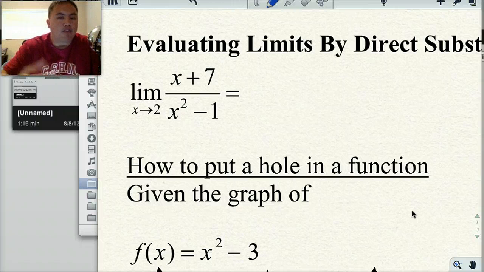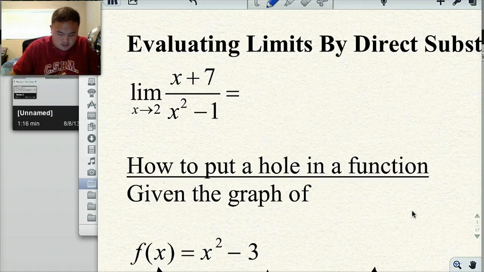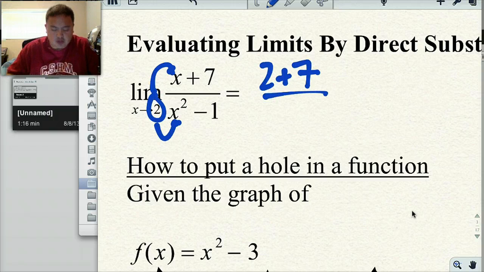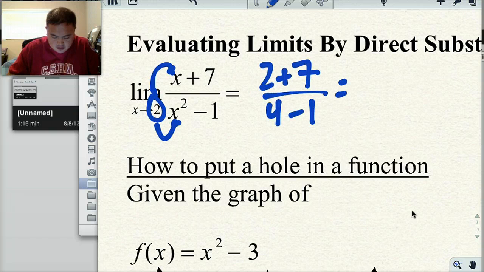If I was doing this graphically, I would look at a graph and see from the left, see from the right again. But in this particular case, I do not have a graph. So all I do is take my number, 2, and I plug it in everywhere I see x, because that's the limit as x goes to 2. So I get 2 plus 7 on the top. I get 2 squared, which is 4, minus 1 on the bottom, which gives me 9 over 3, and simplifying it gives me 3.